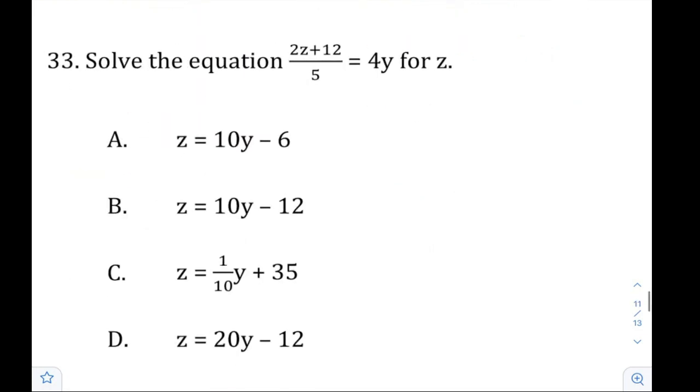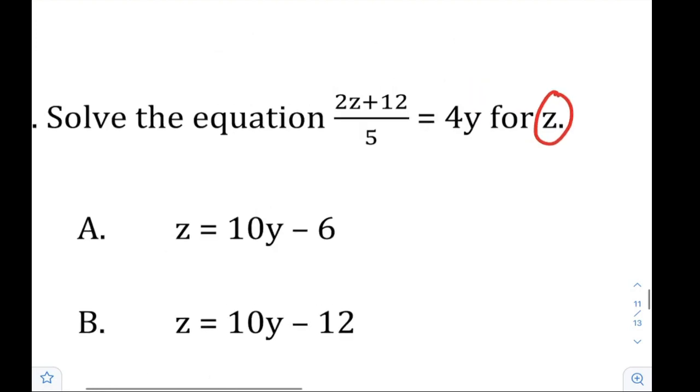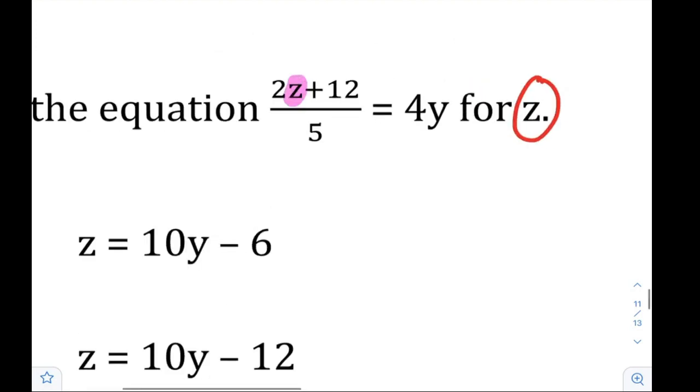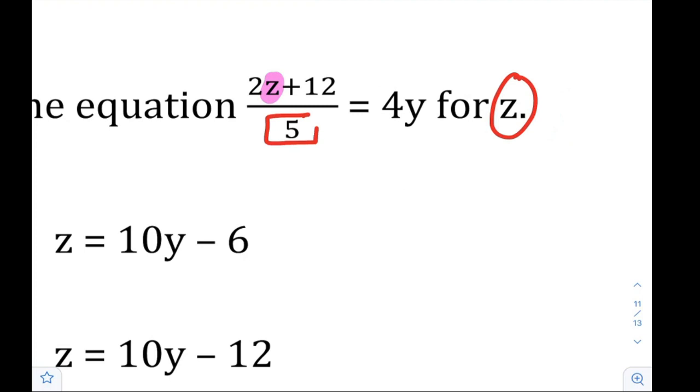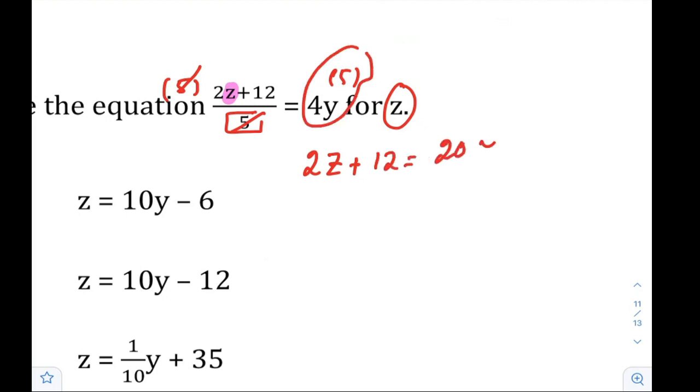Solve the equation for Z. Now we are solving the equation for a variable. Which variable do we want to isolate? It's the Z. So step 1, get rid of the denominator. Multiply both sides by the denominator. So I will multiply this by 5 and this by 5. What will happen now? 5 cancel 5. You have 2Z plus 12 is equal 4y times 5 is 20y.